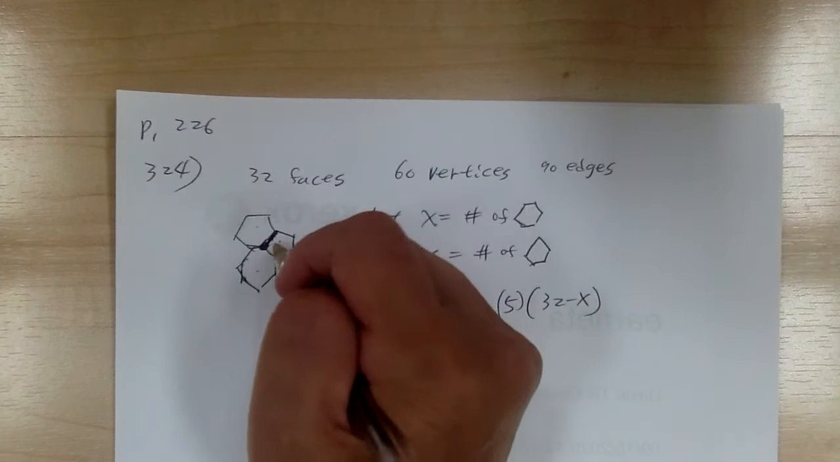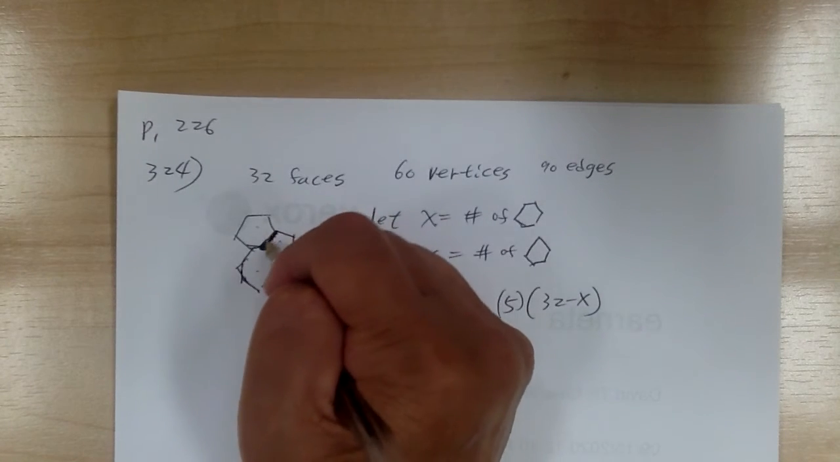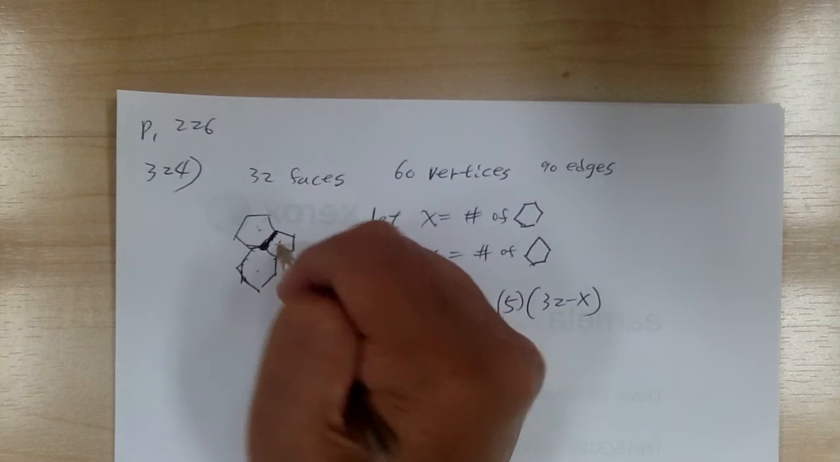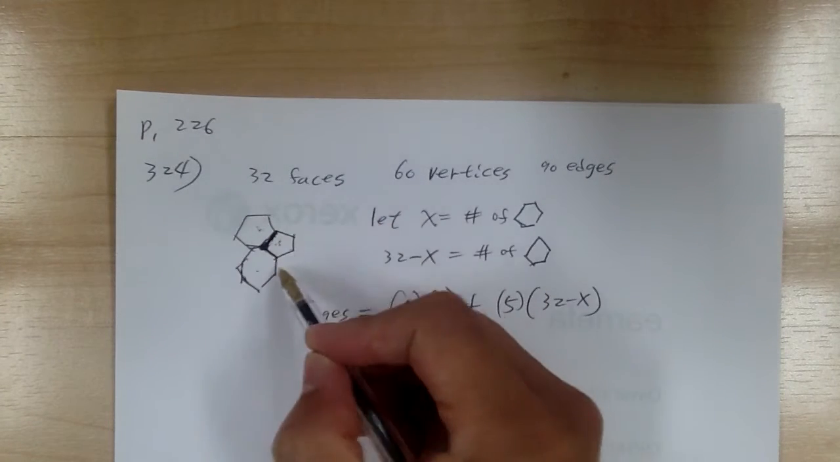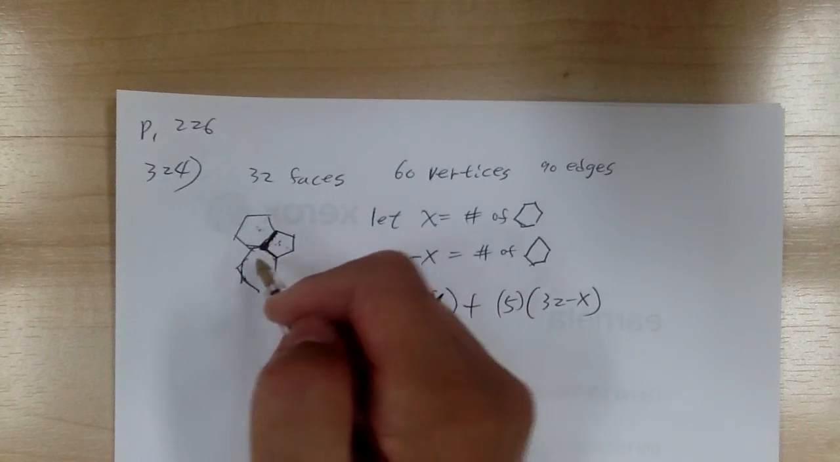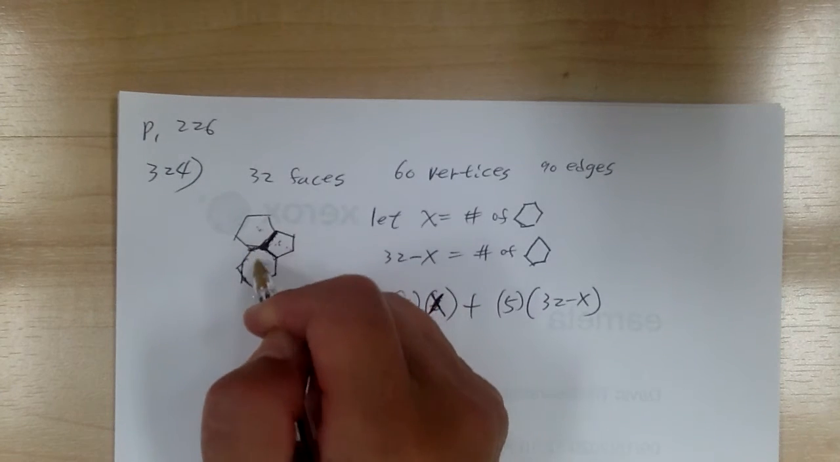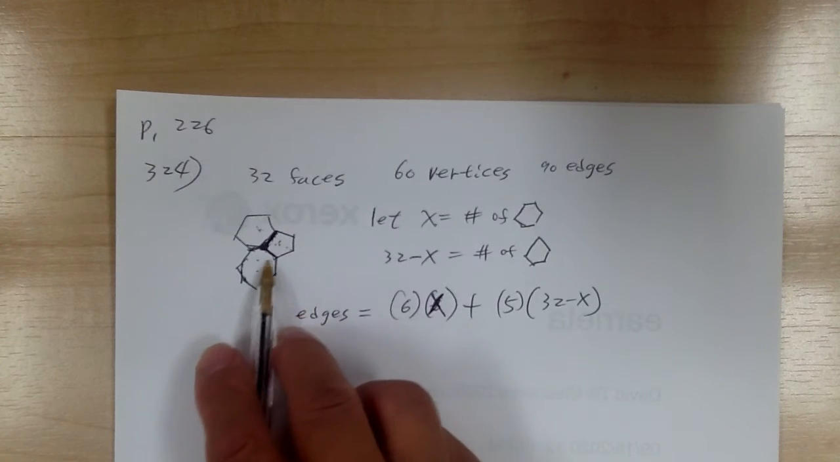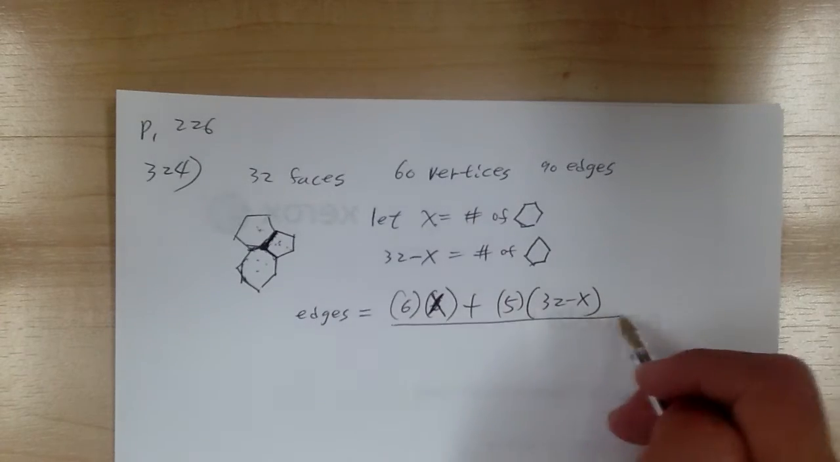But notice that each edge is counted twice. This edge over here is counted by this hexagon and by this pentagon. This edge over here is counted by this and this. So every edge is counted by 2 polygons, so each edge is counted twice, and you have to divide by 2.